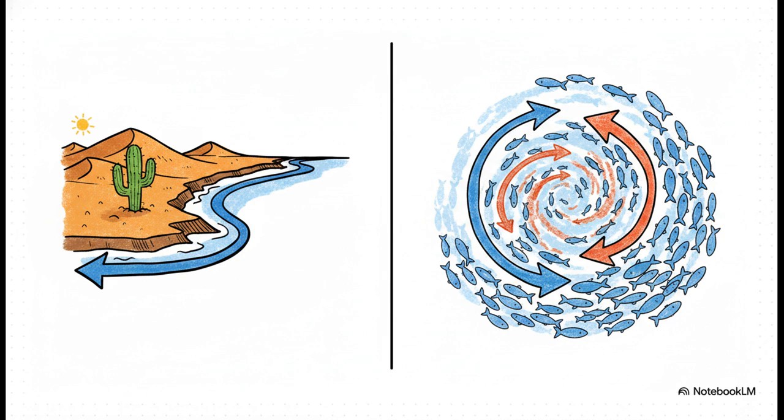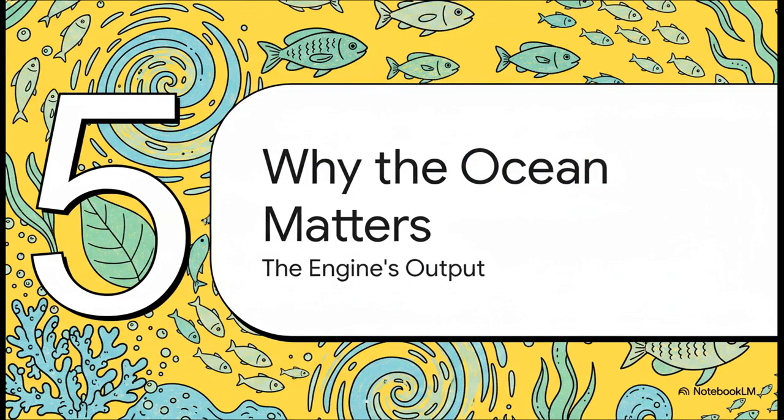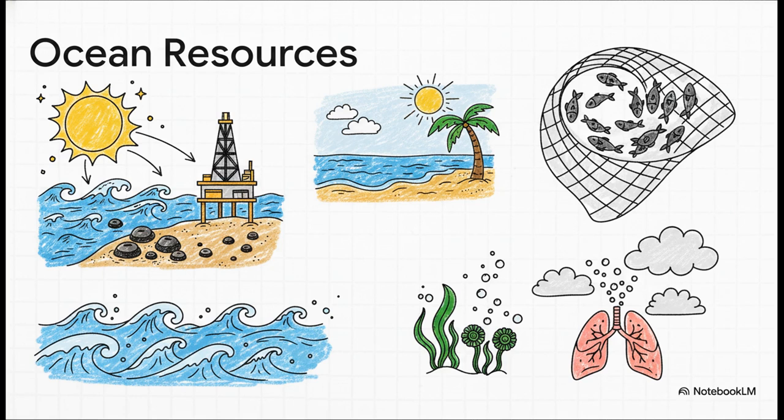But on the flip side, where cold currents and warm currents collide and mix, they churn up tons of nutrients, creating the absolute richest, most abundant major fishing grounds in the entire world. And finally, Part 5, Why the Ocean Matters, or the engine's ultimate output. We've seen the sheer scale, the structure, the chemistry, and the motion. Now let's look at the engine's output.